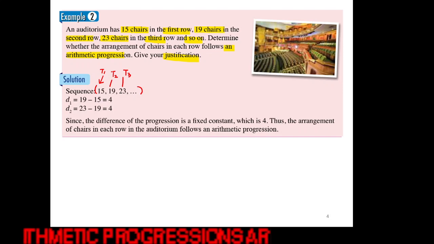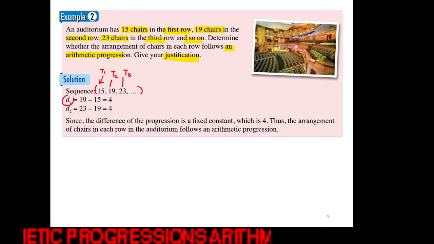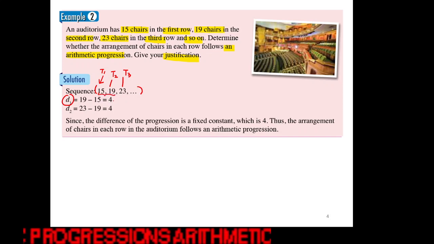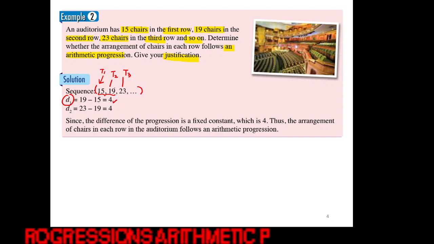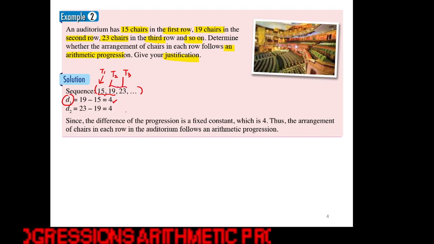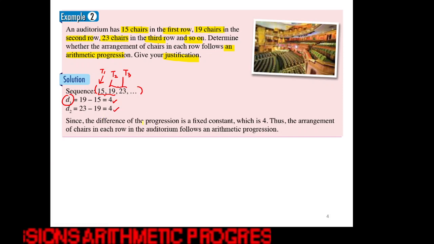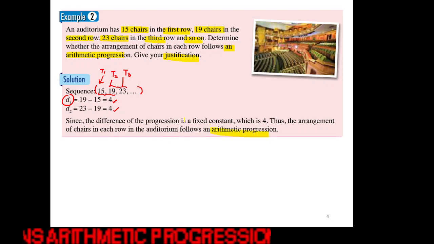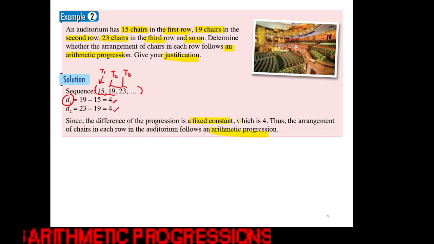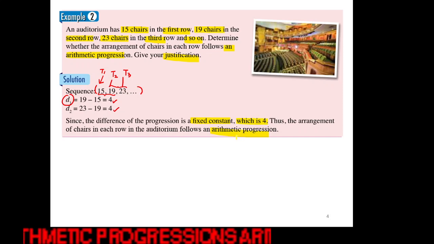In order to determine whether it is an arithmetic progression, we will find the common difference. Between 19 and 15, the difference is 4. 19 and 23, the difference is again 4. So the conclusion: it is an arithmetic progression because it has a fixed constant 4 as the common difference.